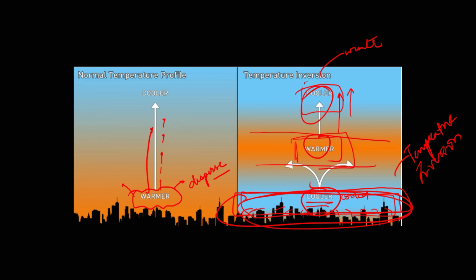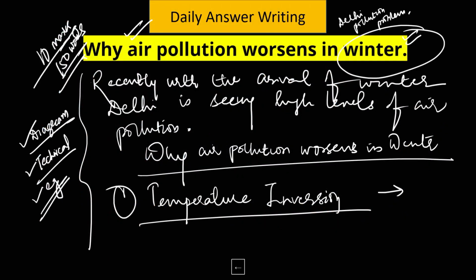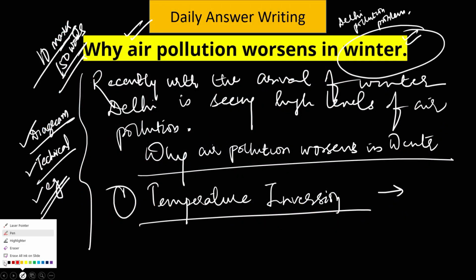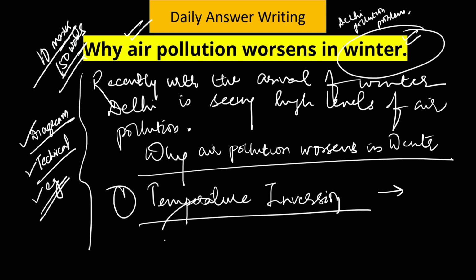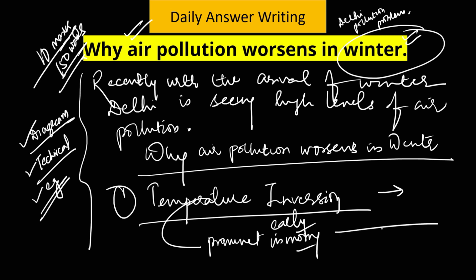The air pollutants get trapped here, and that is why during winters we see very high air pollution during the morning time. Why morning time only? Because this temperature inversion is prominent in early morning. What happens during the winter nights when the sky is very clear?